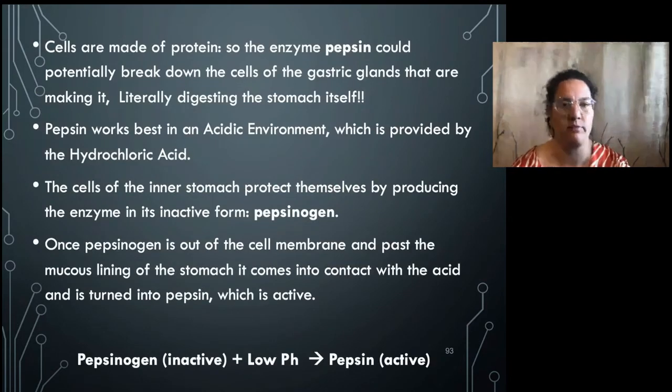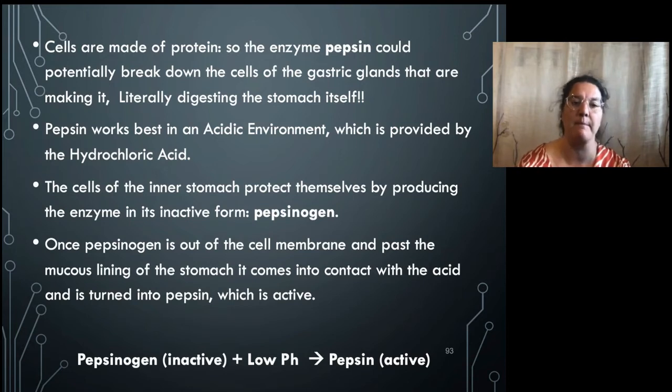So all of our cells are made of protein. So I guess the enzyme pepsin could potentially break down the cells of the gastric glands, making the stomach digest itself. But the cells of the stomach protect themselves by producing an enzyme in its inactive form called pepsinogen. So when we have that gastric juice first pumped in, the enzyme pepsinogen is inactive. Once it's out of the cell membrane and past the mucous lining of the stomach and it comes in contact with the hydrochloric acid, it's now active. So when the enzyme is produced in the gastric glands, it's inactive until it makes its way into the juices of the stomach where the pH is lower, and that is when the pepsinogen becomes the active form, pepsin.